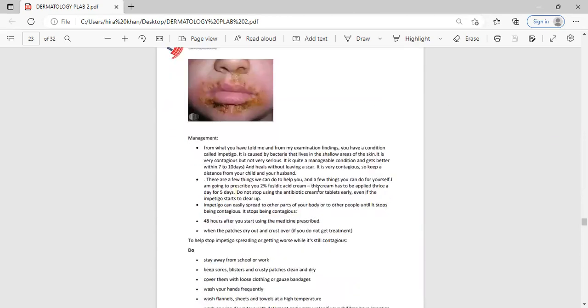So the answer is, from what you have told me and from my examination findings, I believe you have a condition that is impetigo. It is caused by a bacteria that lives in the shallow areas of the skin. It is very contagious, but not very serious. And it is quite manageable and gets better within 7 to 10 days. And then she will ask, will it heal without a scar? Yes, it will heal without leaving a scar. You don't need to worry about it.